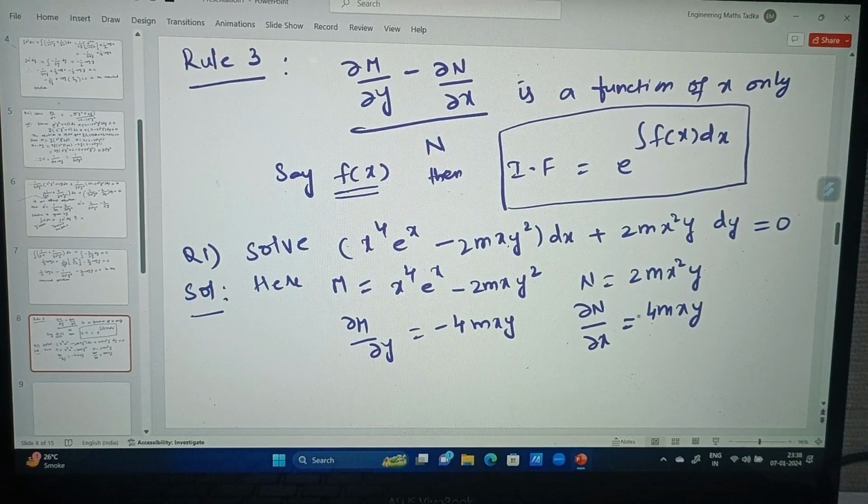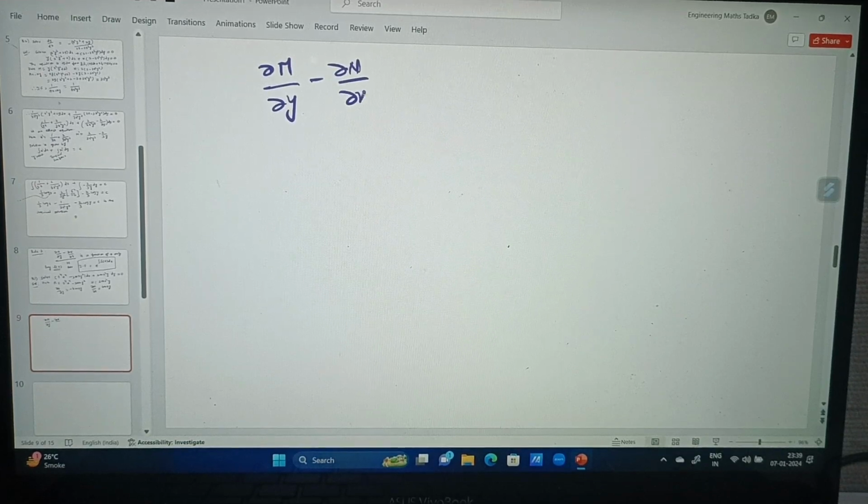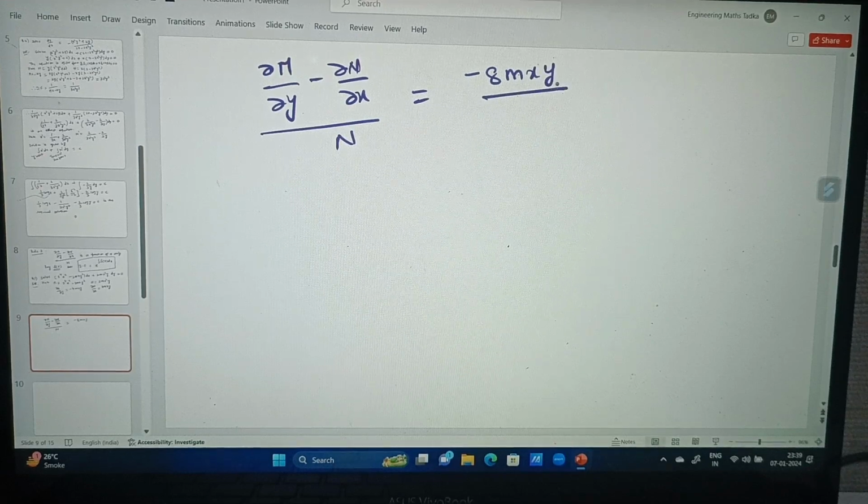4mxy. What is your observation? Both are not same. We are using rule number 3 here. Okay. So what is it? Dou m by dou y minus dou n by dou x upon n. When you are calculating the value, dou m by dou y minus dou n by dou x का value क्या है? Minus 4mxy minus 4mxy, which will give you minus 8m into xy upon, what is the function n given?